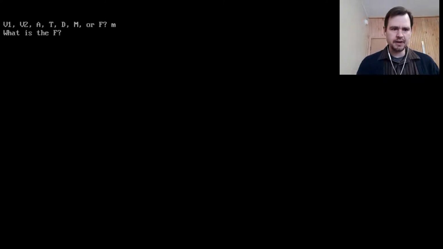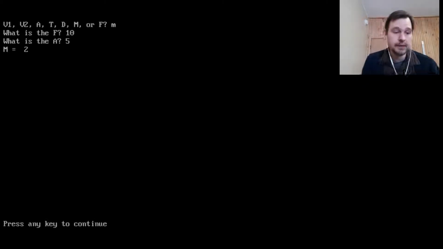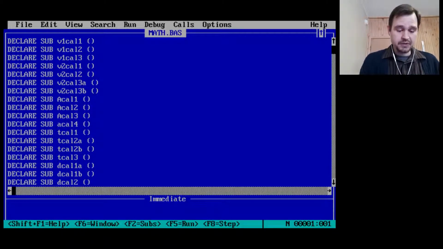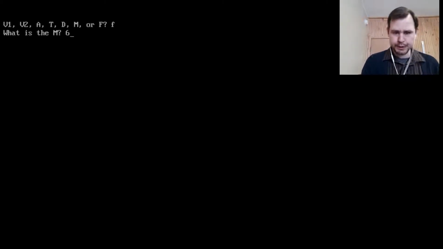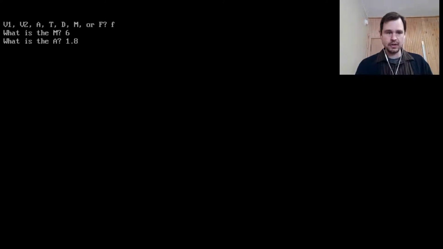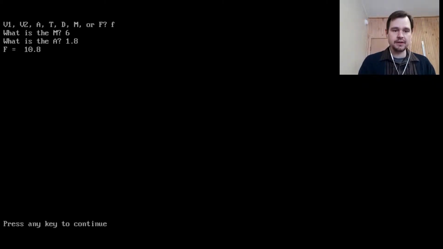So let's go M. I want to find M. Okay, so it's smart enough to not go through all the list. What is the F? The force was 10. What is the A? 5. Mass is 2. So F equals MA is programmed into here. It just doesn't give you any options because there's only one way to find out M. So if I wanted to say F, what is the M? Well, it's 6. What is the A? 1.8 meters per second squared. And so it multiplies them together and you're fine.